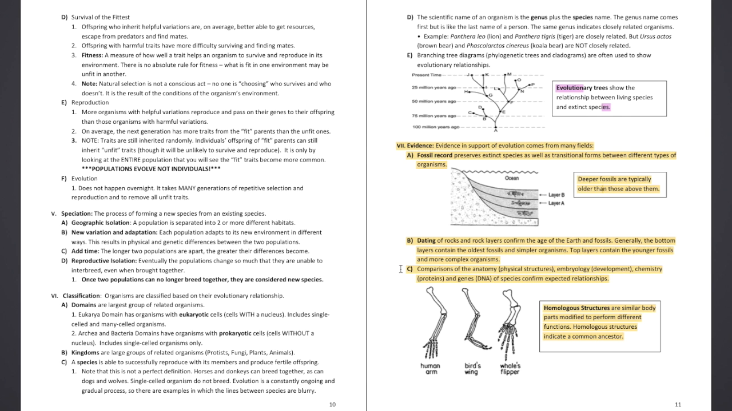C. Comparisons of the anatomy (physical structures), embryology (development), chemistry (proteins), and genes (DNA) of species confirm expected relationships. Homologous structures are similar body parts modified to perform different functions. Homologous structures indicate a common ancestor. Human arm, bird's wing, whale's flipper.